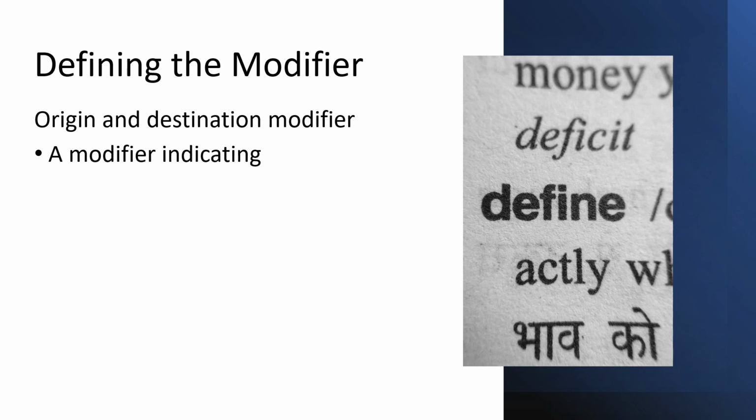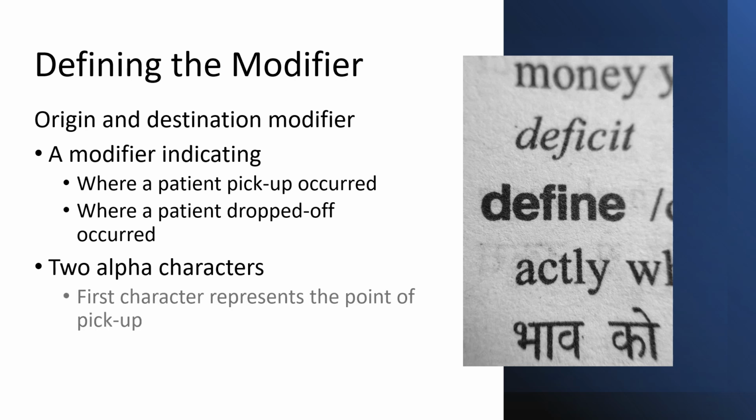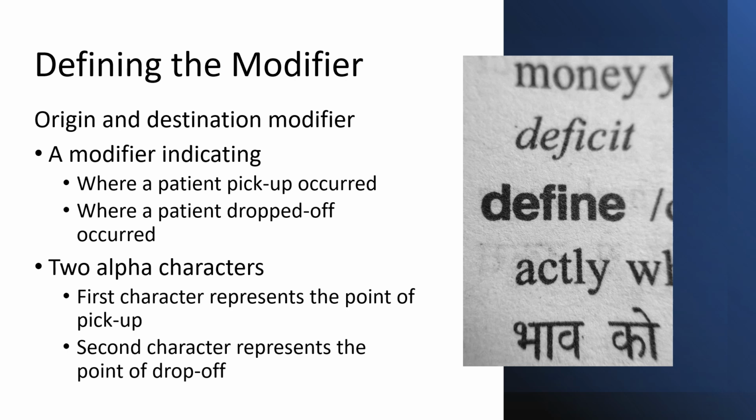It represents where the patient is picked up as the origin and where the patient is dropped off as the destination. The modifier uses two alpha characters to represent these locations. For each ambulance transport, the first character represents the point of pickup, while the second character represents the point of drop-off. The modifier is appended to both the ambulance mileage and the base rate when billing Medicare for an ambulance transport. Jonathan asked a common question regarding two of the alpha characters.